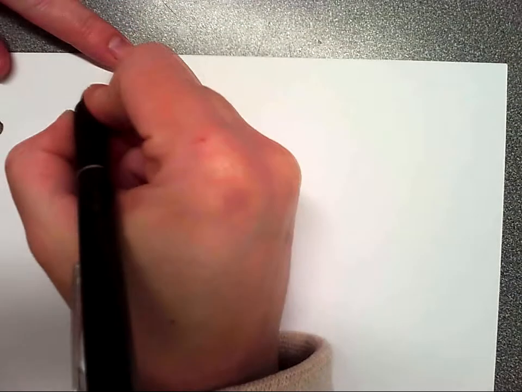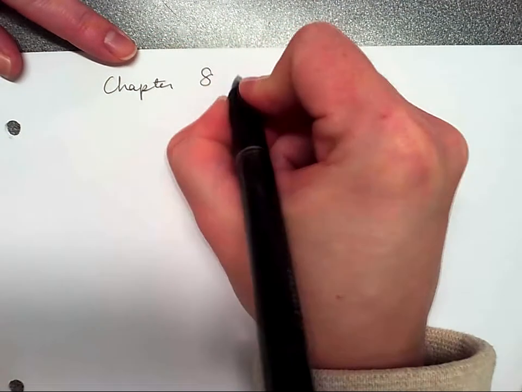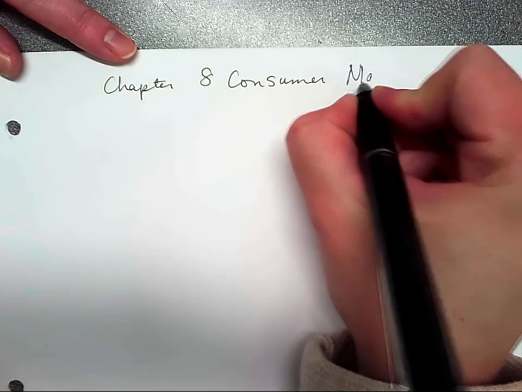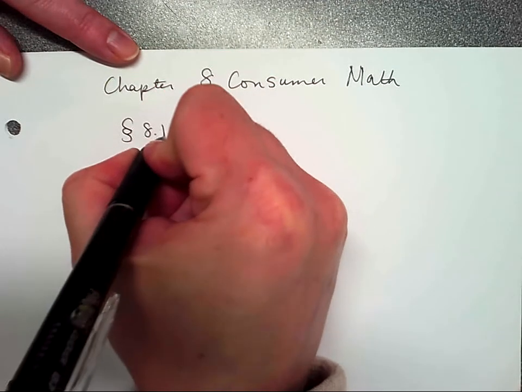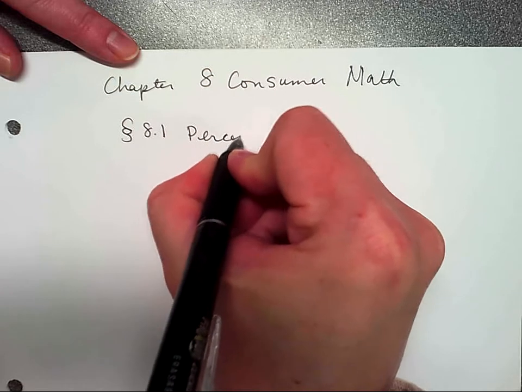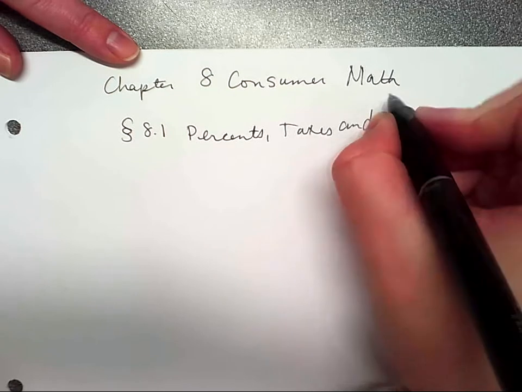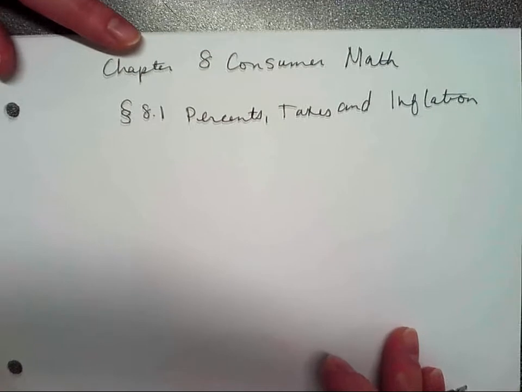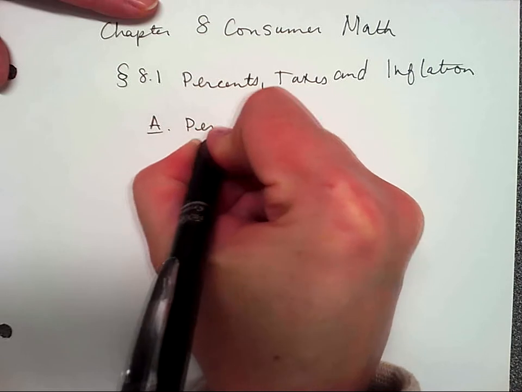All right, so now we're going to start chapter 8. Consumer math. So section 8.1 is percent, taxes, and inflation. All right, so first topic is percents.